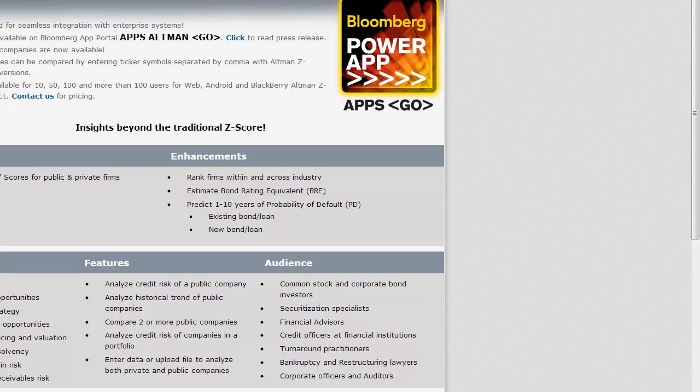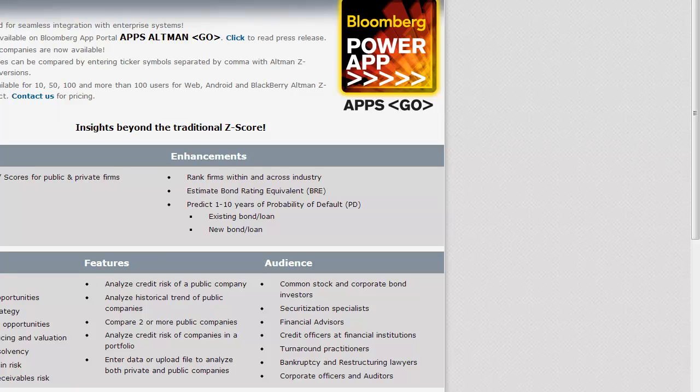In addition to generating the Z prime and Z double prime scores for US public manufacturing firms, for US private manufacturing firms, and for US non-manufacturing and foreign firms, this app has made three significant enhancements. It ranks the company within and across the industry, estimates bond rating equivalent, predicts 1 to 10 years of default probability both for existing bonds and loans and for new bonds and loans. In a nutshell, this product offers insights beyond the traditional Z-score.